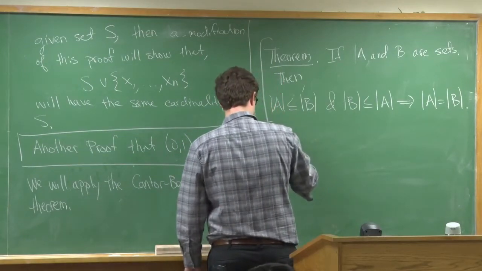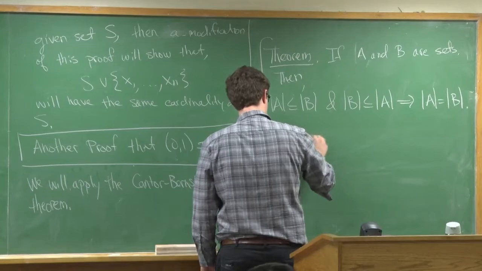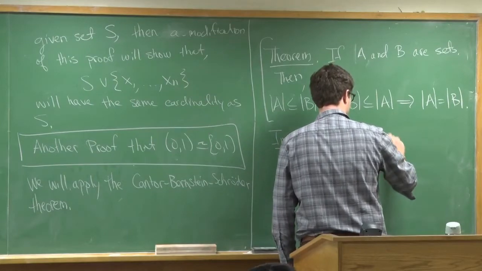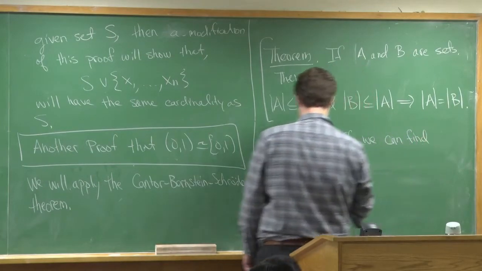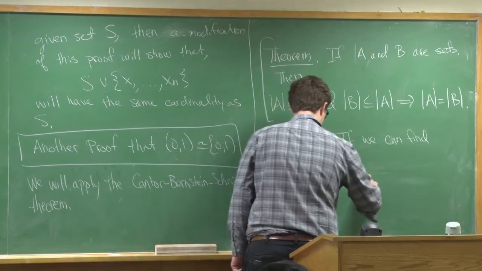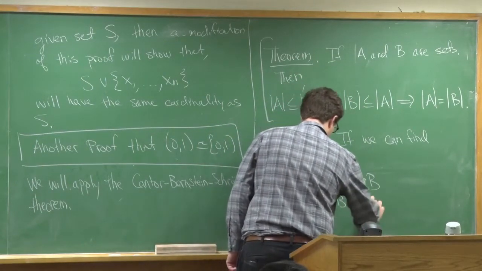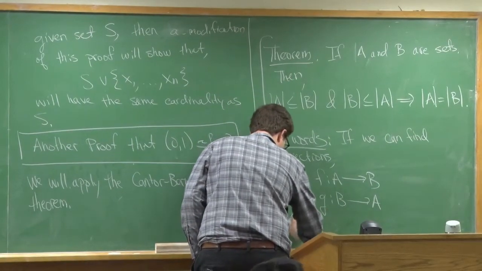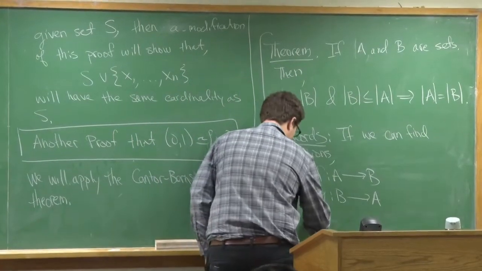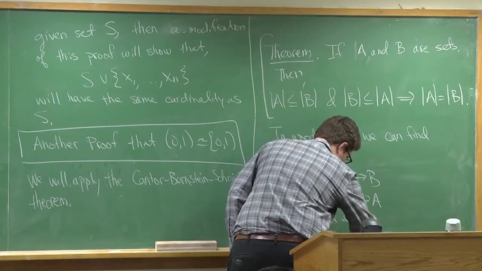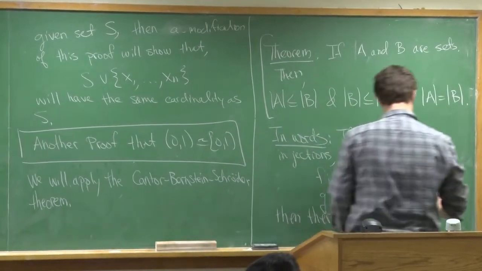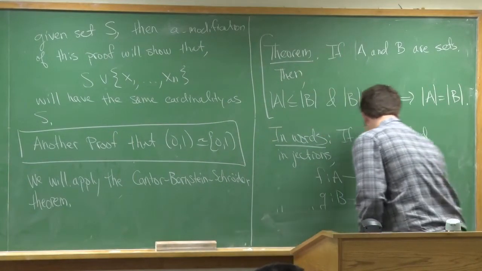Okay, so in words, what this says is that if we can find injections F from A to B and G from B to A, then these are not necessarily inverses to each other, right? But if we can find two injections, then there exists a bijection H. All right, let me do it over here.